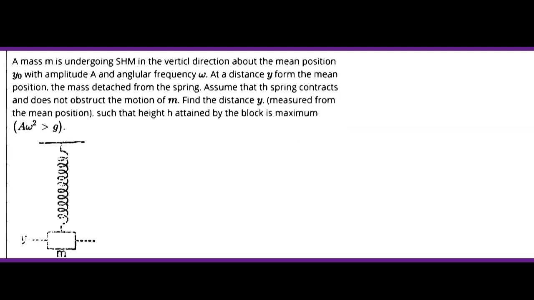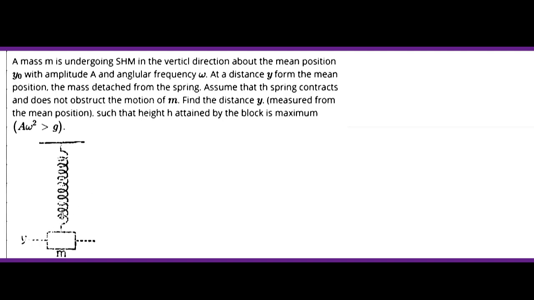Thank you. Hello everyone. Let us try to solve the given problem. The given problem states a mass m is undergoing SHM in the vertical direction about the mean position y0. So this is y0, the mean position, and this mass is doing SHM with amplitude A and angular frequency omega. The amplitude is simply capital A and its angular frequency is omega. At a distance y from the mean position, the mass detaches from the spring.